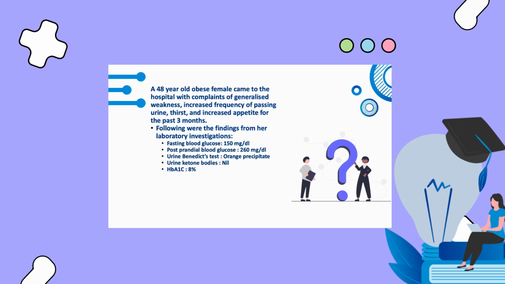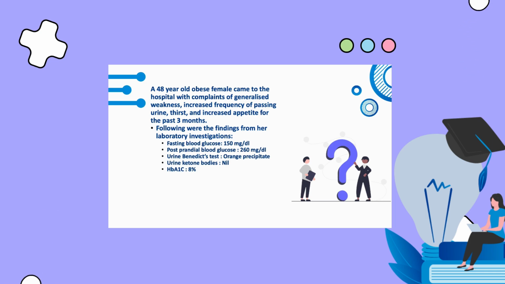Urine Benedict's test shows orange precipitate, which indicates that it is positive for a reducing sugar. It doesn't exactly say that it is glucose present in the urine, but it says that it is a reducing sugar. Orange precipitate indicates the percent of sugar present in the urine. So different colors indicate different percentages of sugar present in the urine. Urine ketone bodies absent indicates that there is no complication over here.